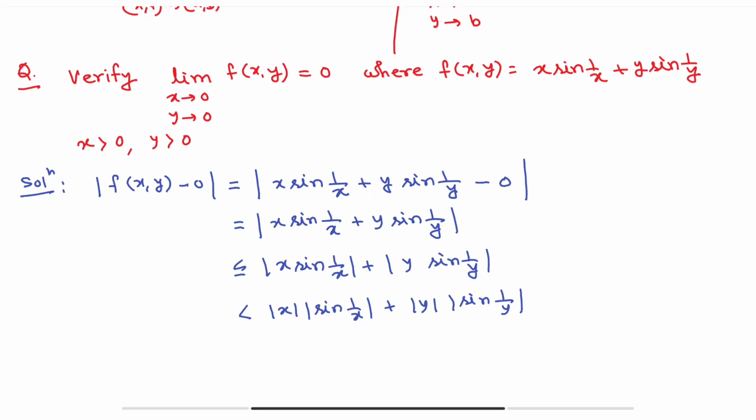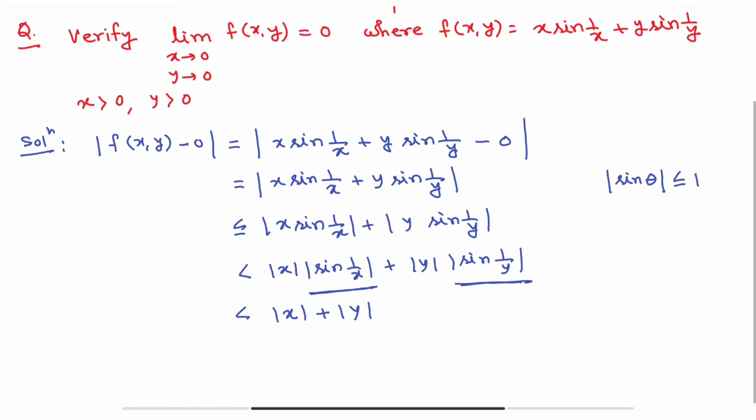And we know a very important result, that modulus of sin theta is always less than or equal to 1. Yes or no? Modulus of sin theta is less than or equal to 1. So obviously this modulus of sin 1 by x will be less than or equal to 1. Similarly, modulus of sin 1 by y will be less than or equal to 1. So from here we can write this is less than modulus of x plus modulus of y. Clear? Modulus of x plus modulus of y.